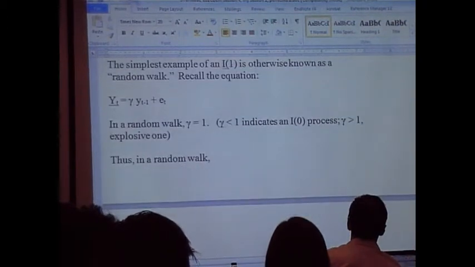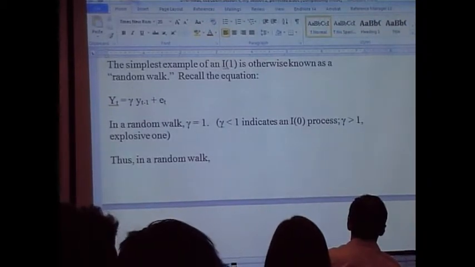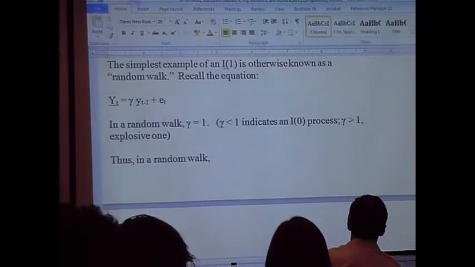Right, there it is in a random walk. The parameter is 1. Okay, if it's less than 1, then it's a zero order integrated process, right? Because it doesn't have any integration at all.